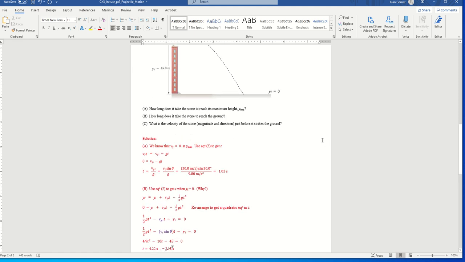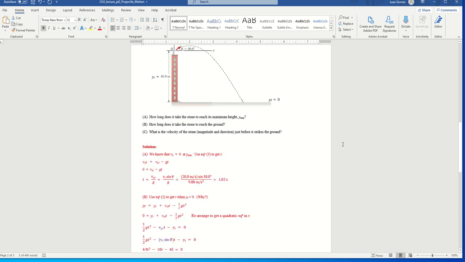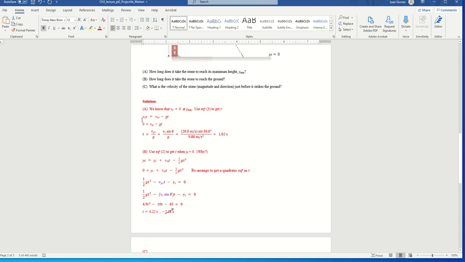Vy final equals Vy initial minus gt. I rewrote it because this is new to us. Remember, max height, what's Vy at max height? 0. So next step, 0 equals Vy initial minus gt. We're looking for t. Very simple. t is just Vy initial over g. Very basic algebra. Now this is where you don't want to get careless.